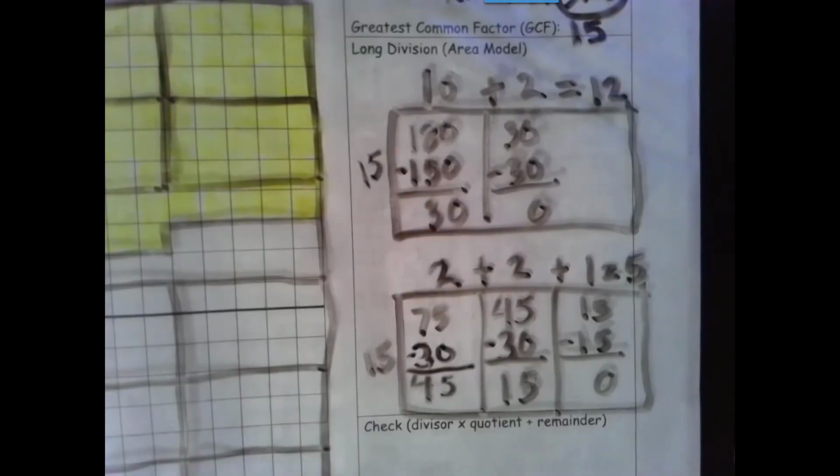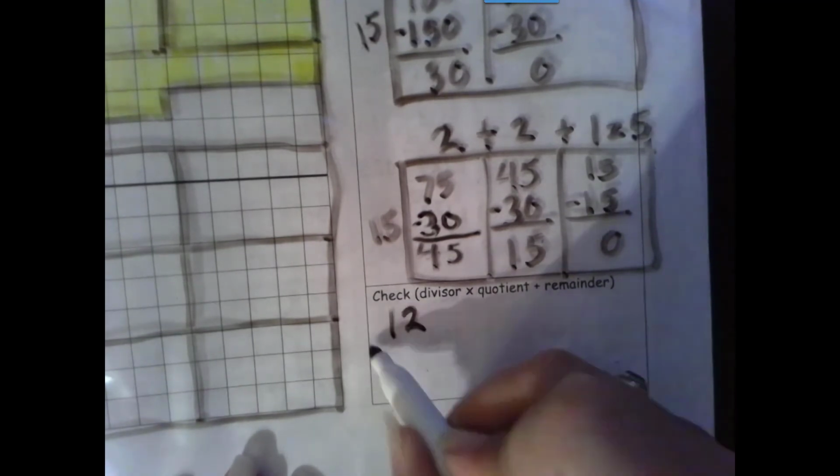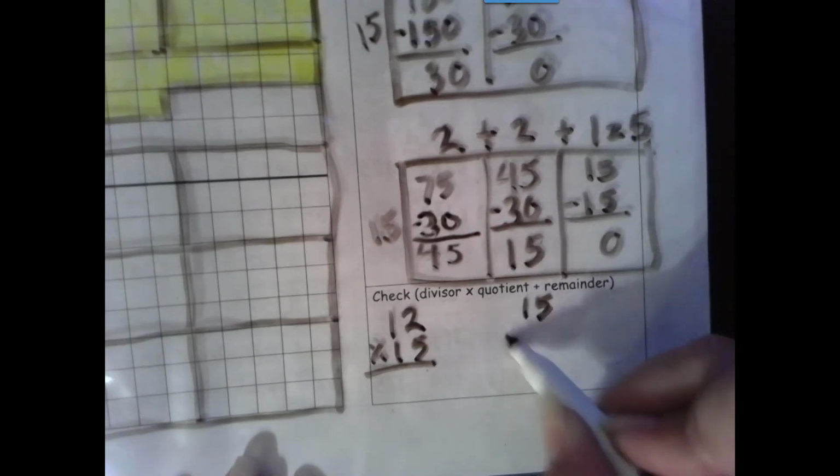Now we need to check. Divisor times quotient plus remainder. Since our remainder is 0 for both, and the identity property of addition says when you add 0, it stays the same, we don't need to actually add the 0.